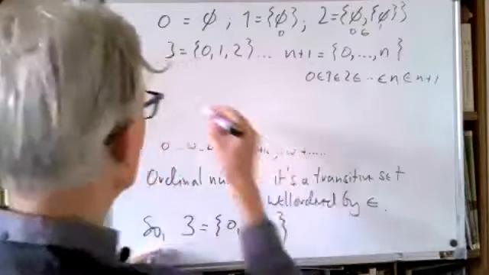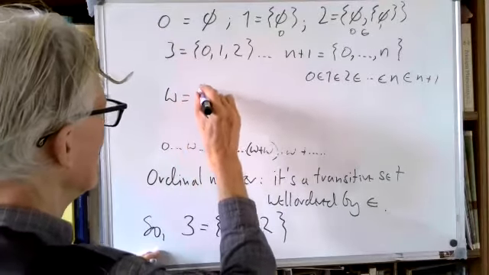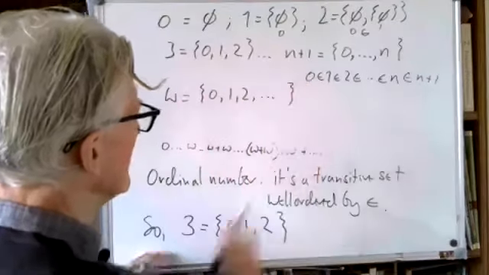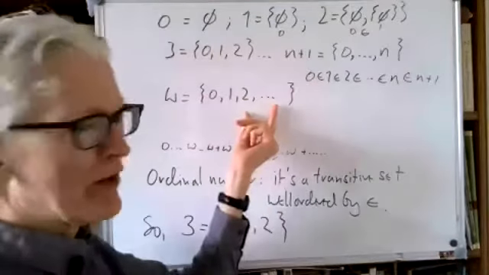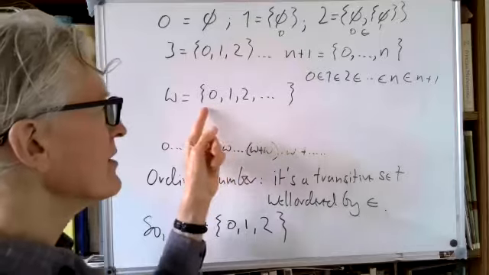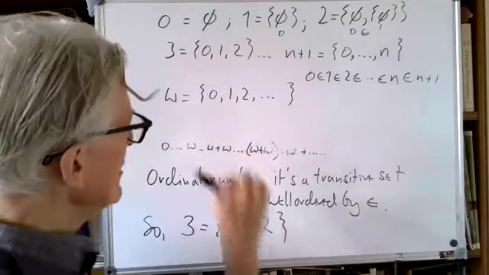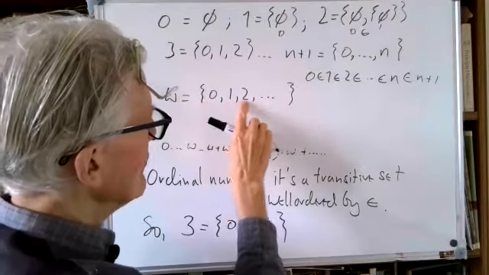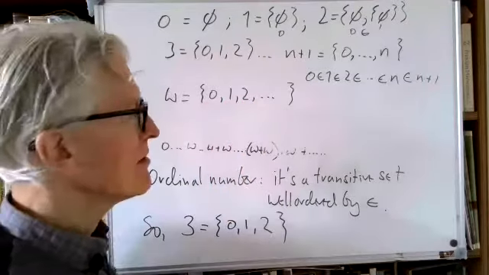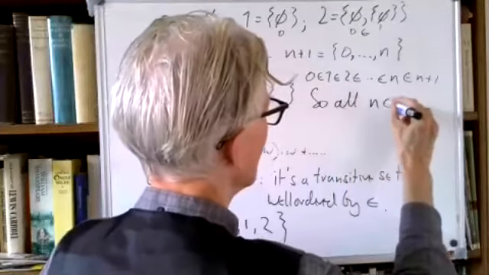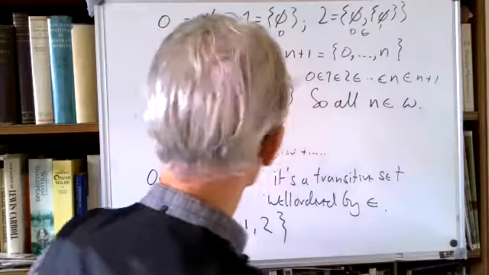But omega is no different. Omega is the set of its predecessors, except that there are now infinitely many things in here. But again, it's a strict total order. It's a chain of objects, each of which is a member of the next in the chain. So all natural numbers are in omega.